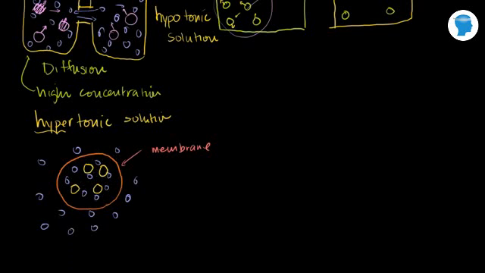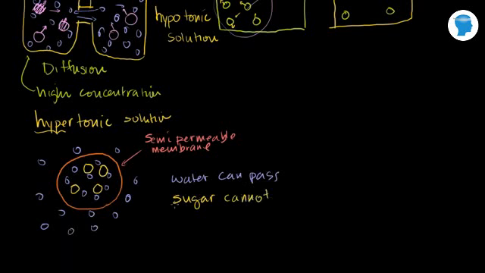And this membrane is semi-permeable. Permeable means that it allows things to pass. Semi-permeable means it's not completely permeable. So in this context, I'm saying I allow water to pass through the membrane. So water can pass. But sugar cannot. Sugar is too large. And the reason why in this case is because the sugar molecule is too big.